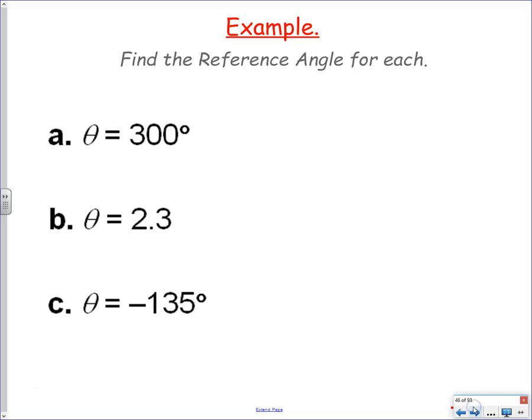Ready, set, go. Okay, so let's have some fun. 300 degrees. What quadrant? 4. And someone already answered the reference angle. How'd they figure out that it's 60? Subtraction. Because 300 degrees is a little shy of 360. So if we subtract it, we get the reference angle, which is 60.